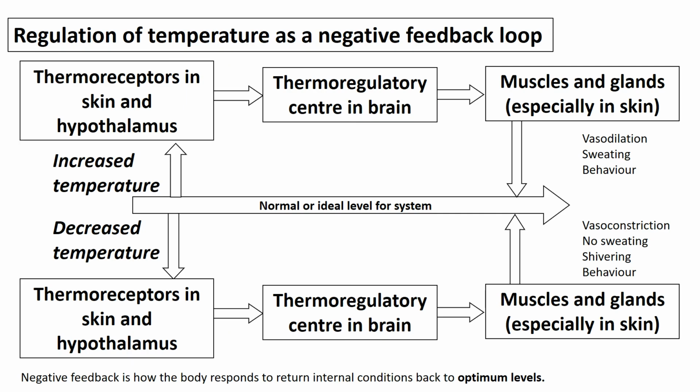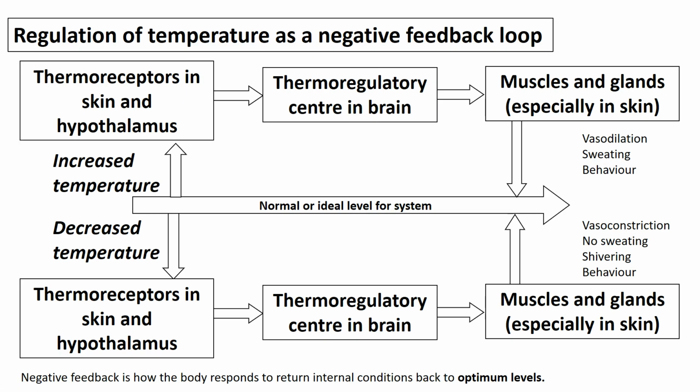So if you're trying to get 37 degrees, it might be that your body temperature fluctuates slightly higher and lower than that consistently. Okay, but overall, these are the responses that your body will bring about. So if your body temperature increases, it's detected, remember, by those thermoreceptors in the hypothalamus and the skin. And the thermoregulatory center in the brain will coordinate that information and collect all that information and then send a response through muscle and glands, especially those that are in the skin. So you'd get vasodilation, sweating, and obviously behavioral changes to help bring back your temperature to the norm.